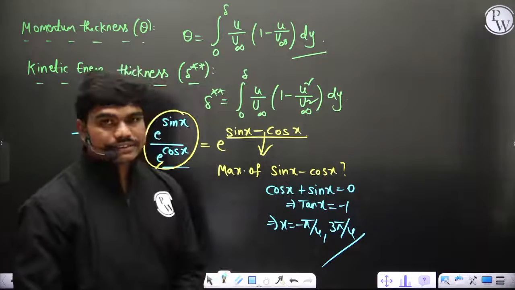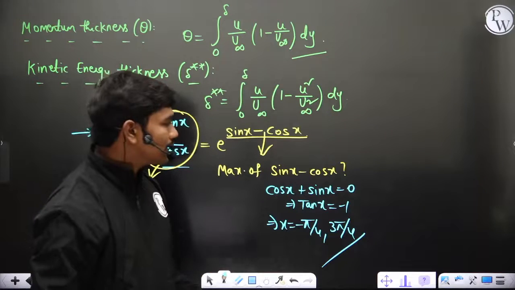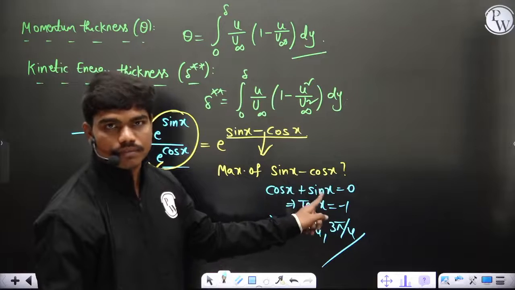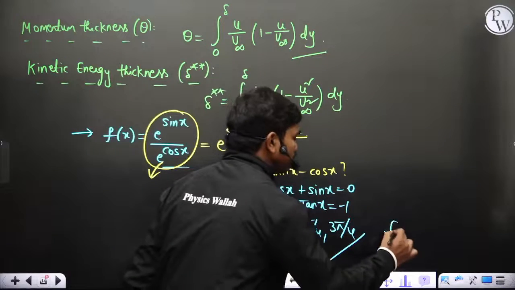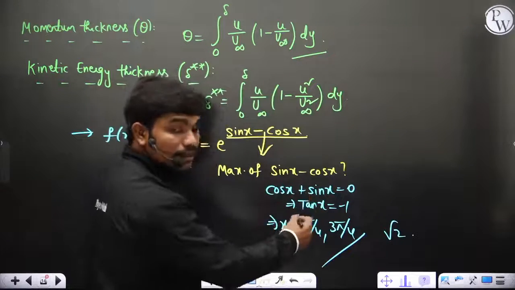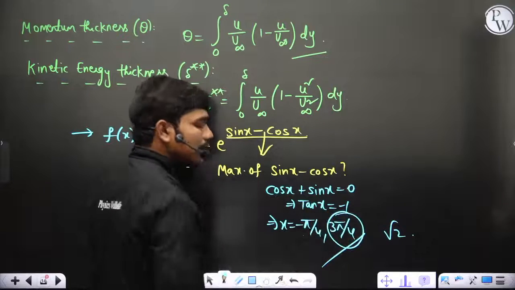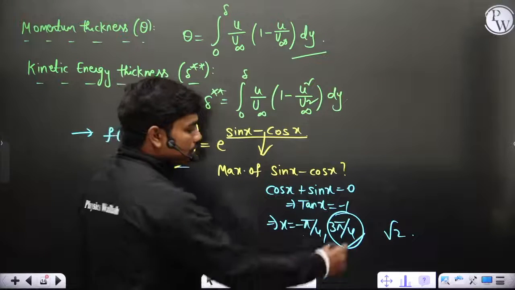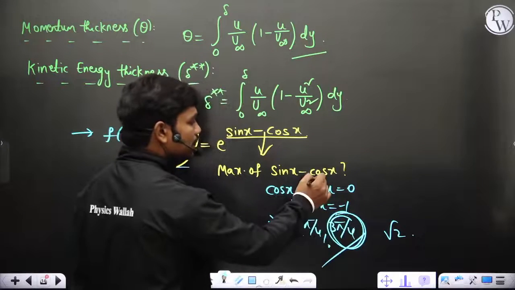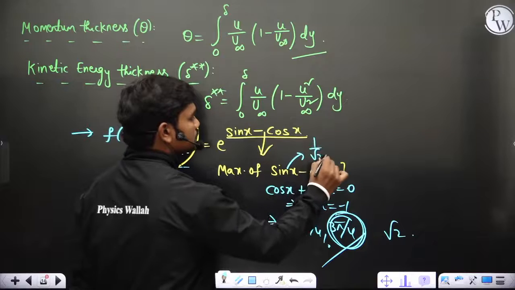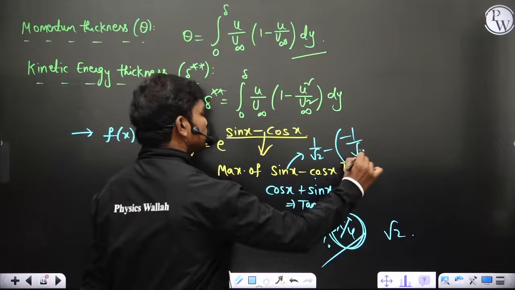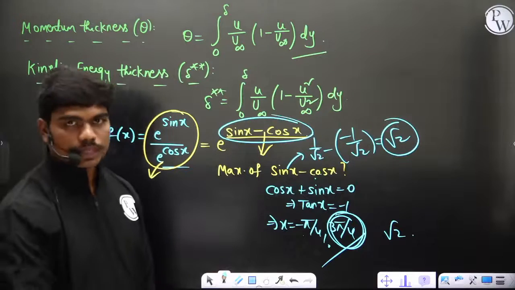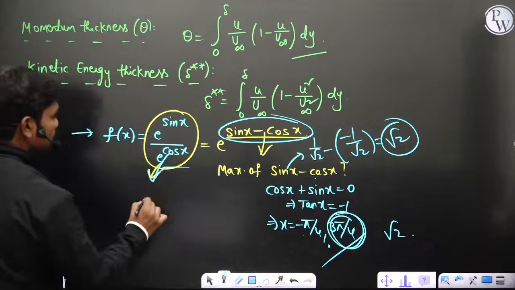Now clearly if you do the second derivative test and certain substitutions, you will identify that if you put 3 pi by 4, the maximum value will become root 2. If you put minus pi by 4 and 3 pi by 4, you will see that the second derivative at 3 pi by 4 becomes negative, and definitely this is the point of maximum. So if you put 3 pi by 4 here, this is 1 by root 2 minus minus 1 by root 2, so this is actually square root of 2, the maximum value of this. Therefore the maximum value of this is e power root 2.